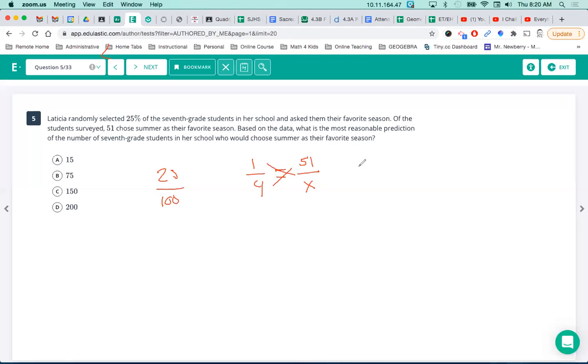1 times x is 1x, or x, and 51 times 4, that's 204. So basically, if 1/4 of the school was interviewed and 51 people chose summer, you could multiply that times 4 to get about how many there would be if the whole school was asked. And there is an answer close to 204, and it's right there, 200. Okay.